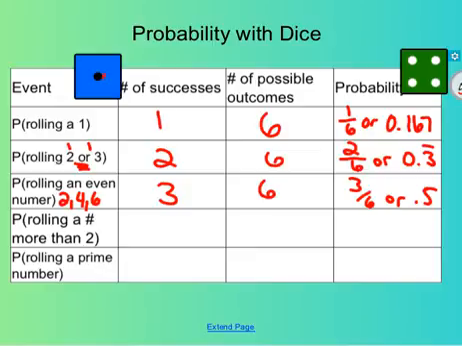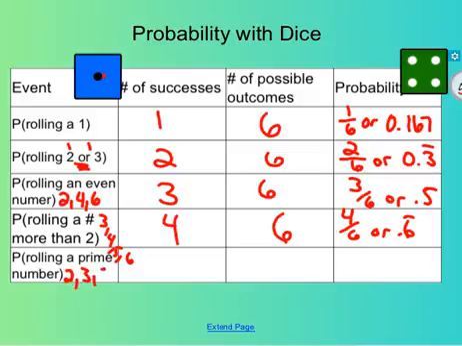Now, rolling a number more than 2. When I look at that, I know 3 is more than 2, and so are 4, 5, and 6. So there are 4 possible successes out of 6, 4/6, or 0.6 repeating for a probability. And then rolling a prime number. Looking at prime numbers, I know that 2, 3, and 5 are prime numbers. So the number of successes is 3 out of 6, 1/2, or 0.5. You have to be comfortable knowing dice.